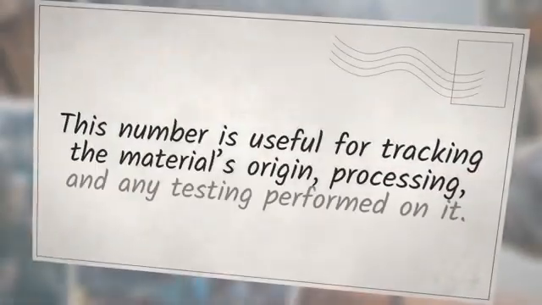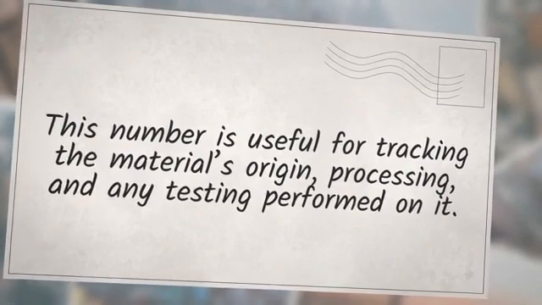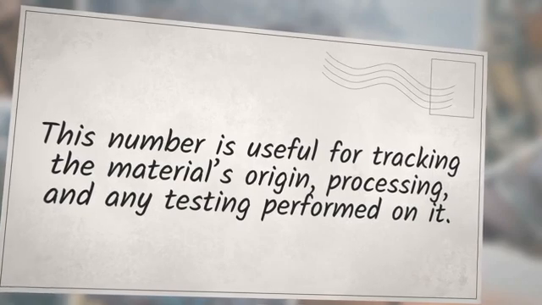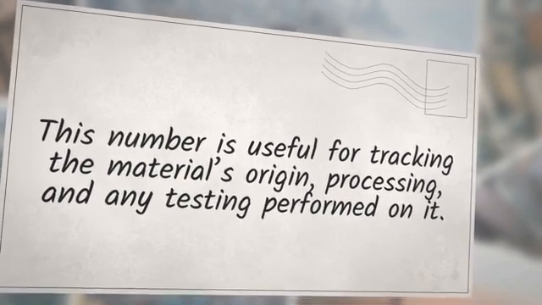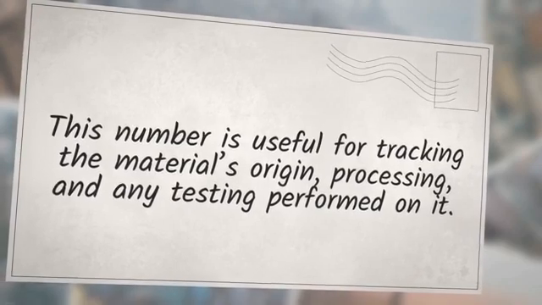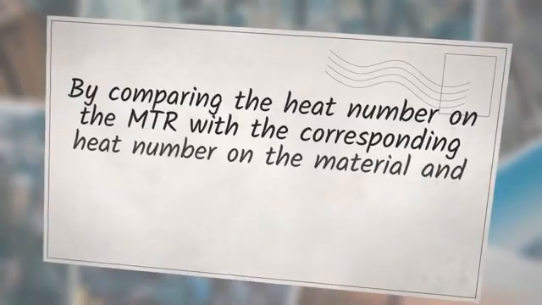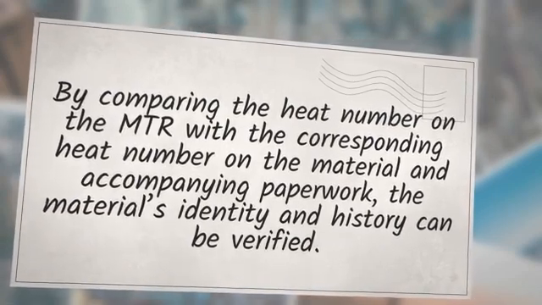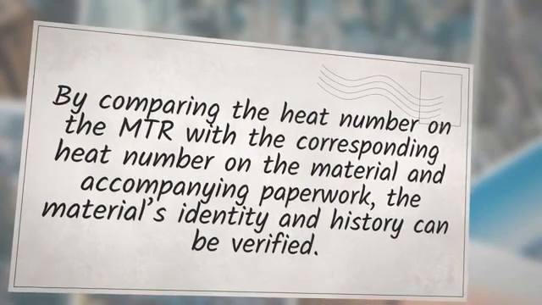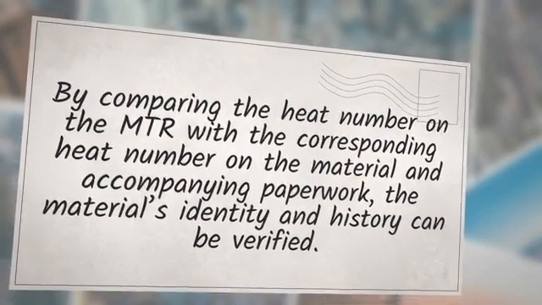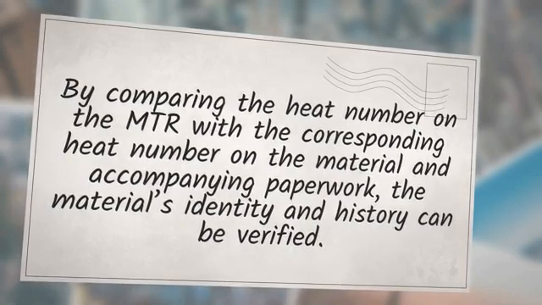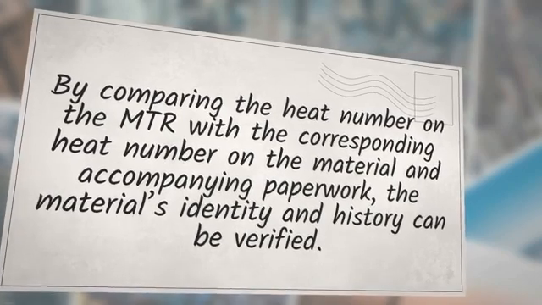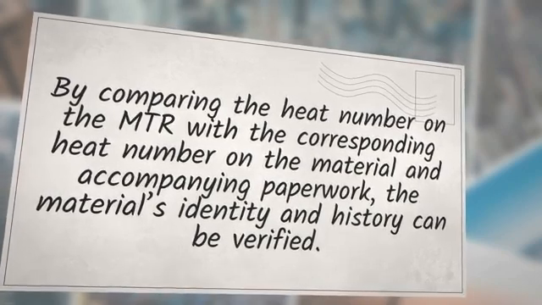The material heat number or material heat code is a unique identifier assigned to a specific batch of material during the manufacturing process. This number is useful for tracking the material's origin, processing, and any testing performed on it. The heat number is a very essential component of a material test report because it allows for the traceability of the material. By comparing the heat number on the MTR with the corresponding heat number on the material and accompanying paperwork, the material's identity and history can be verified. This is needed to ensure that the material meets the required specifications and is suitable for its intended use.